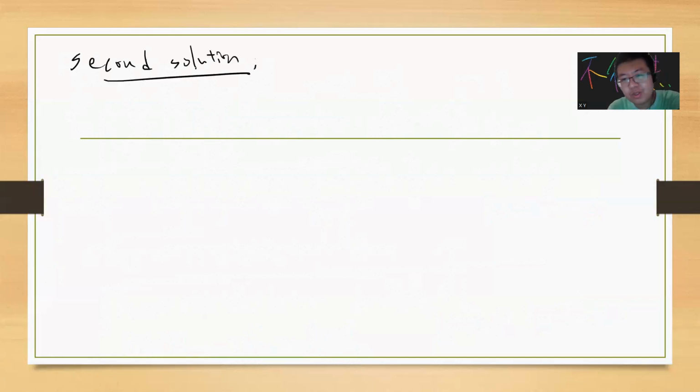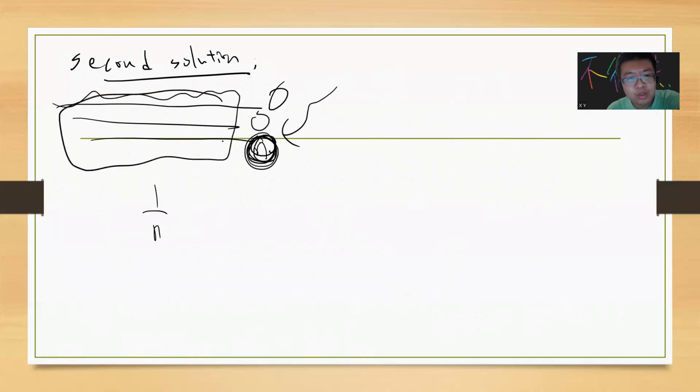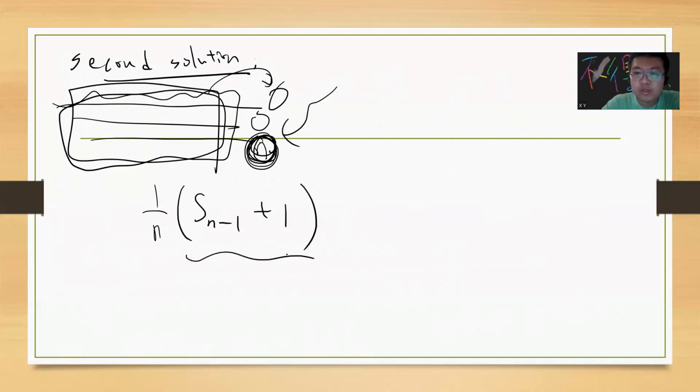The second solution is very, very amazing, and I admit that I don't know why people can think about this. The idea is that you do the same thing, but you only focus on the final one. Let's say this is an array, and you only focus on the final one. There is a 1 over n case that the largest one is here. So whatever number you pick up here, you always need to add 1. So you get 1 divided by n times Sn minus 1 plus 1. This is when the final is the largest one.